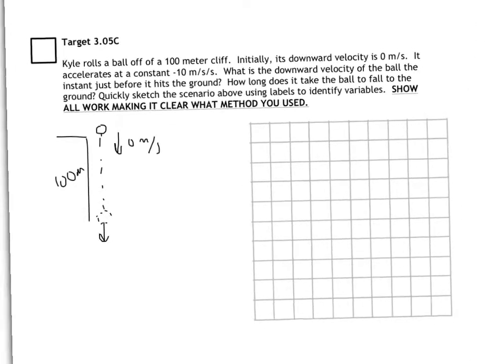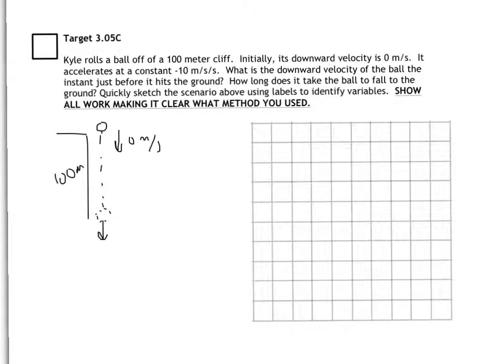Actually, let's highlight what we know in the question first. So first of all, we want to know how long it takes the ball to fall. We want to know the downward velocity just when it hits. And what do we know? Well, we know it's a 100-meter cliff, but let's be careful.